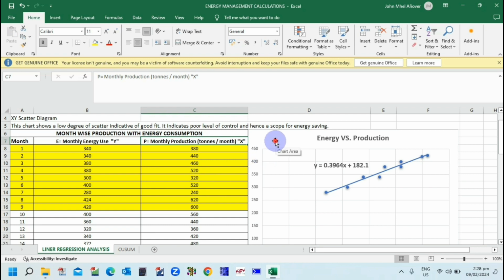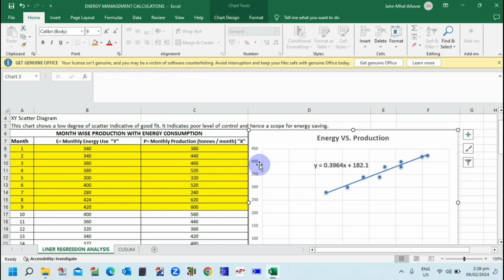If we project based from the graph, it shows that the energy versus production is y equals 0.4x plus 182.1. So we will proceed with the manual calculation of how we get y equals 0.4x plus 182.1.